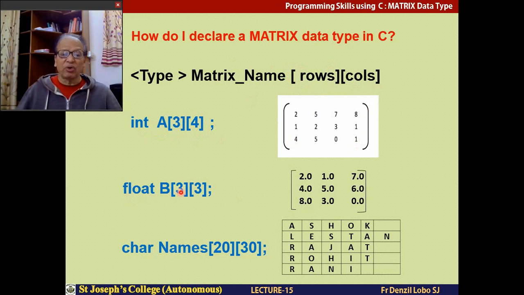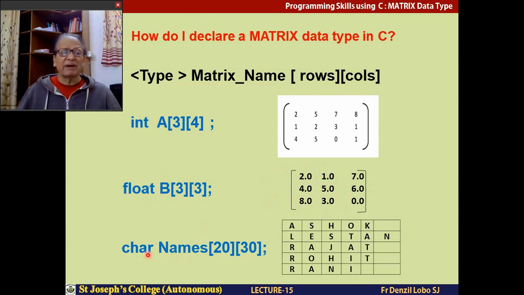Suppose we say float B[3][3], that means it's a square matrix. The name of the matrix is B, and into it I can put floating numbers like 2.0, 1.0, or any floating number. So this represents a 3 cross 3 square matrix.